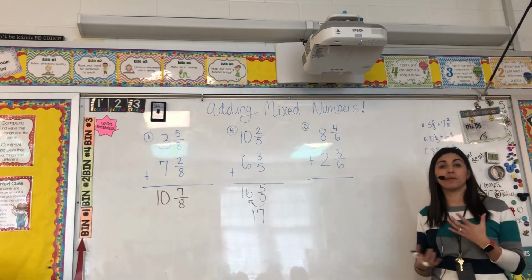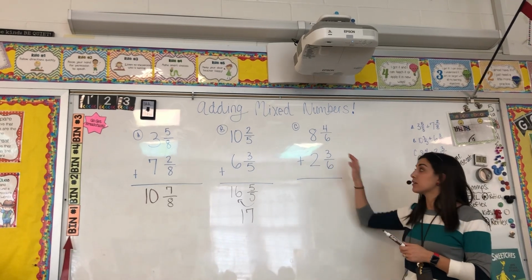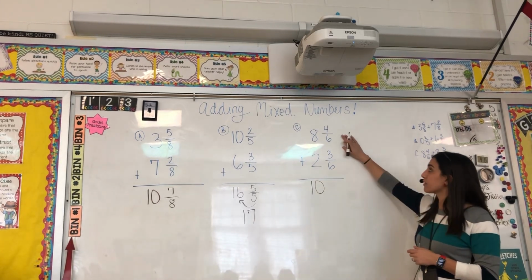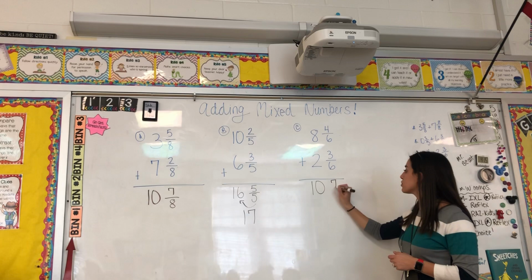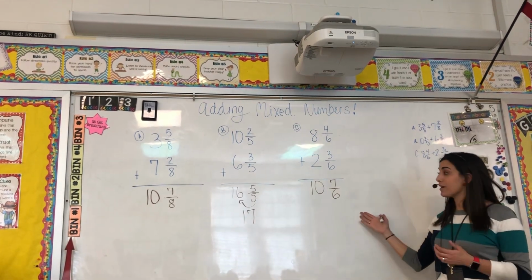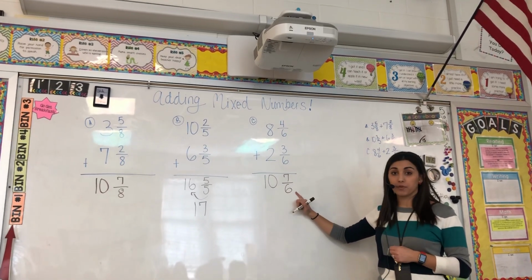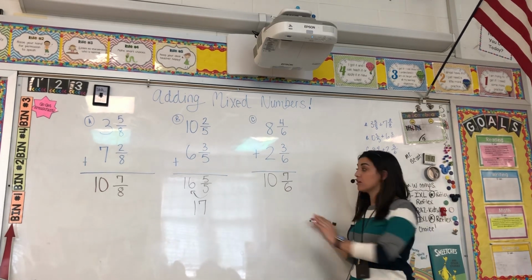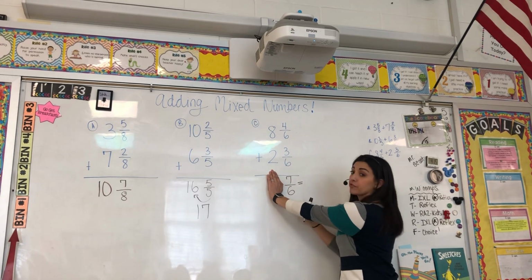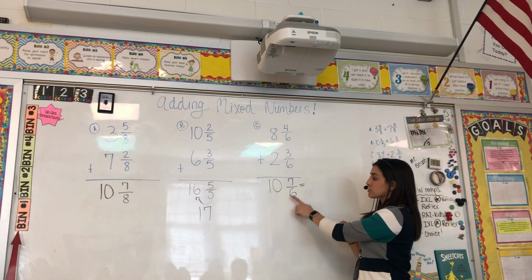Last, I have what's going to be our most complicated addition with mixed numbers. Same steps, 8 plus 2, which is 10. Add my numerators, 4 plus 3, which is 7, bring down my denominator, which is 6. When I see my answer 10 and 7/6, I notice that this is an improper fraction and I cannot leave it that way. So I ignore the 10 for a moment and I turn this improper fraction into a mixed number by using division. How many times does 6 go into 7?